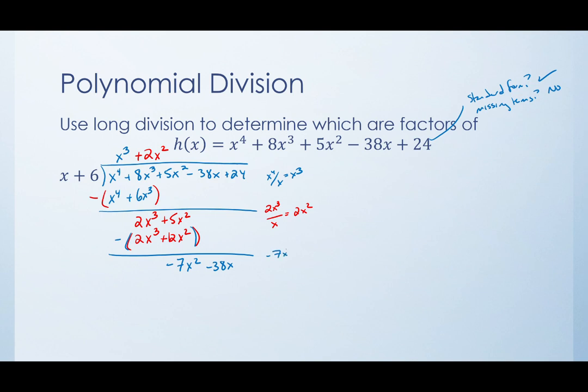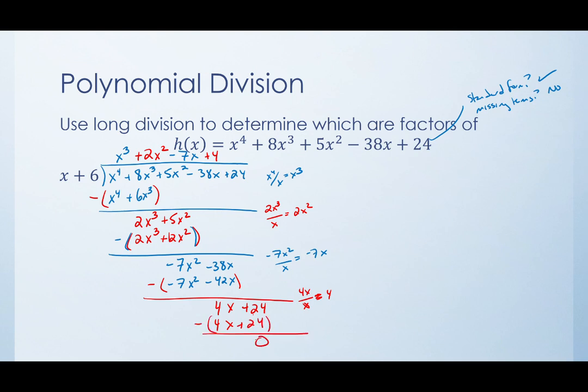Now we've got negative 7x squared over x, negative 7x, of course. Multiply, I've got negative 7x squared minus 42x. We're going to subtract. x squareds are going to cancel. I've got 38 plus 42, that's going to be 4x. Bring down the 24, and now we've got 4x over x, that will be 4. Sorry, my equal sign has a little too many. Plus 4, and multiply 4x plus 24. Of course, when we subtract this, we're going to get 0.